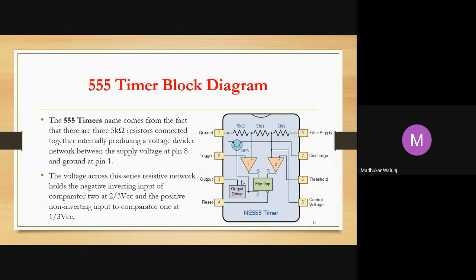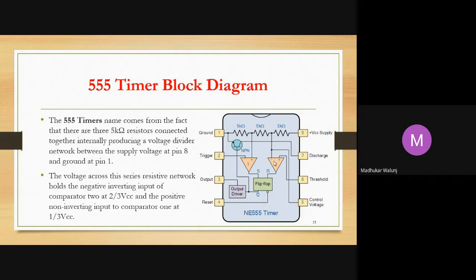This 555 timer, that name comes from the fact that there are 3 5K resistors, as I have already told you. They are connected as a voltage divider network between the supply voltage, pin 8, and ground, pin 1. So the 555 resistors are a series resistive network. The 1/3 VCC is connected to the non-inverting terminal of comparator 1, and the 2/3 VCC is connected to the inverting terminal of comparator 2.